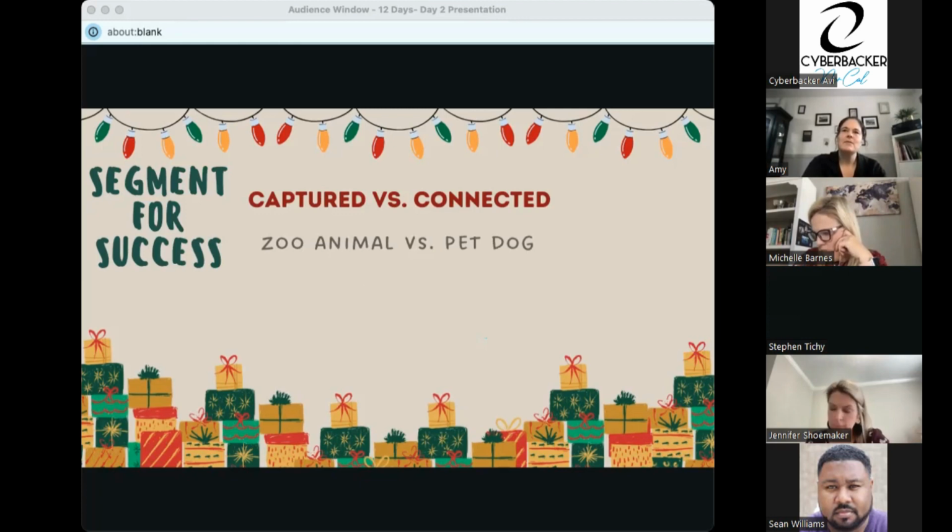is zoo animal versus pet. Okay. So a zoo animal, when you go to the zoo, they've captured the animal. It lives at the zoo. They probably have a name for it, but it probably doesn't come when they call its name. For the most part, your zoo animal is just in a cage. We've got it. We've trapped it. It doesn't come when called.